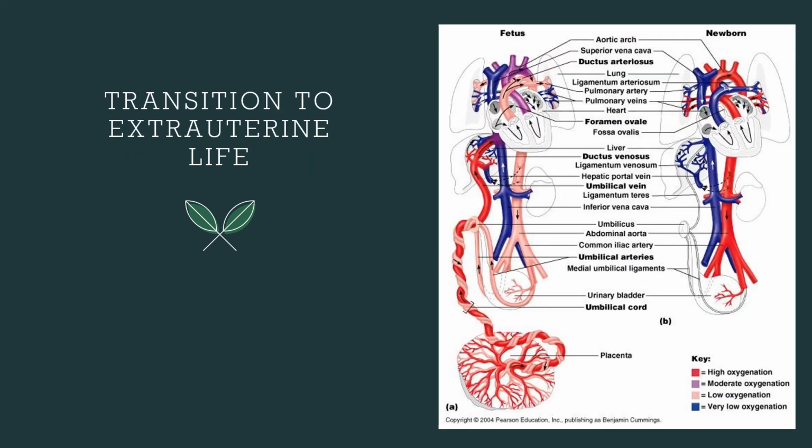Transition to extrauterine life. Clamping the umbilical vessels removes the low-pressure system of the placenta from fetal circulation. During the first breath, several factors drastically reduce the PVR and increase pulmonary blood flow.